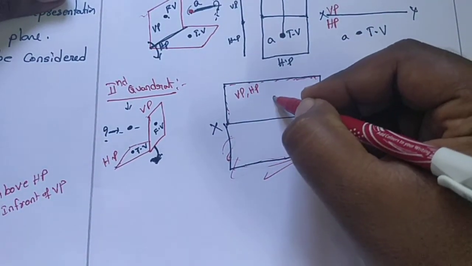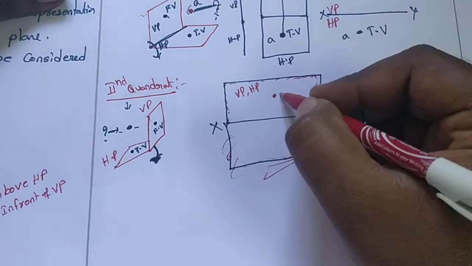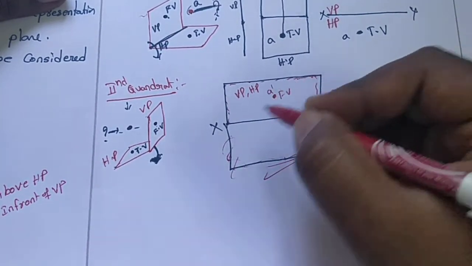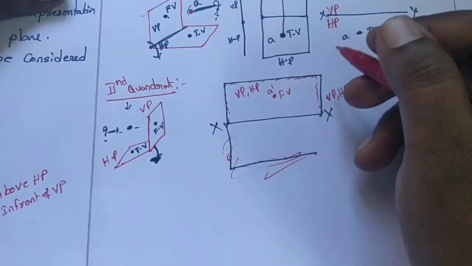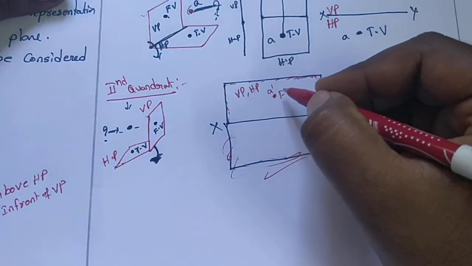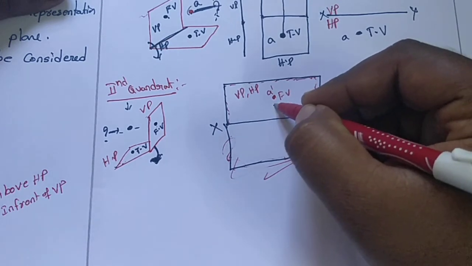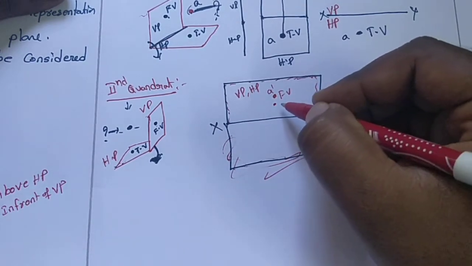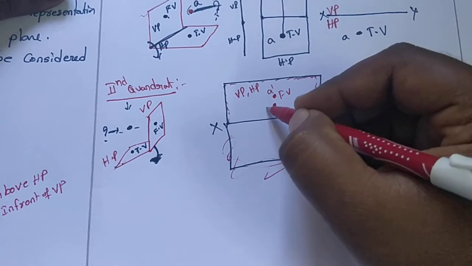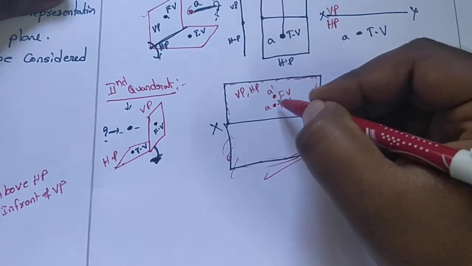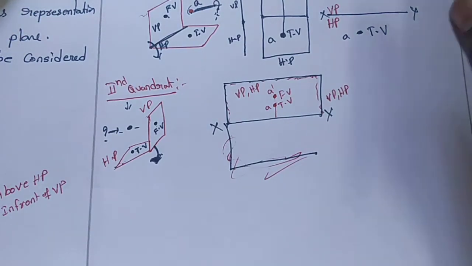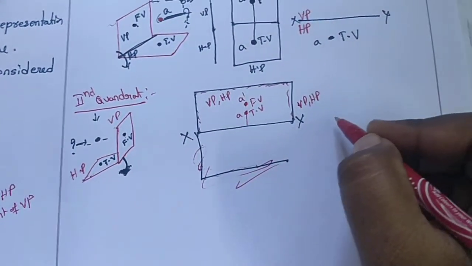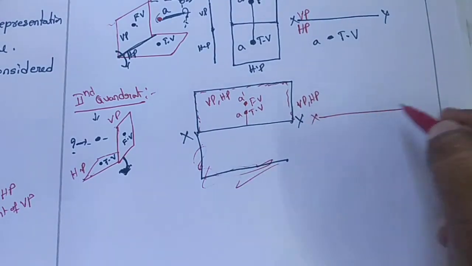This object is the front view. It is denoted by A dash. Suppose you rotate this object, suppose it is the top view. The top view is denoted by A. Okay, these two are in the same line. It is the second quadrant. This can be drawn in this manner also.